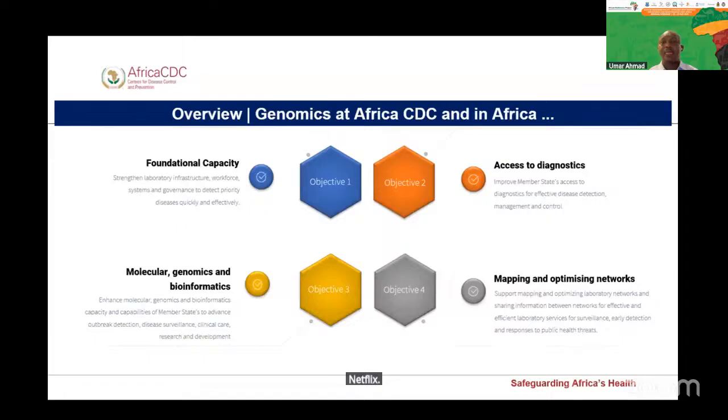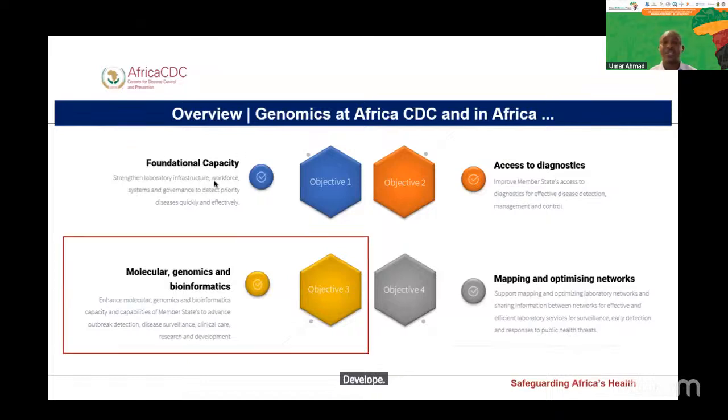Particularly, Africa CDC developed what we call foundational genomics capacity within the African countries. If you see the first objective, we started this in 2022 to 2023. We developed this capacity within the Africa CDC lab networks. And from there, we encourage member states to have access to diagnostics for effective detection, management, and control of pandemics.